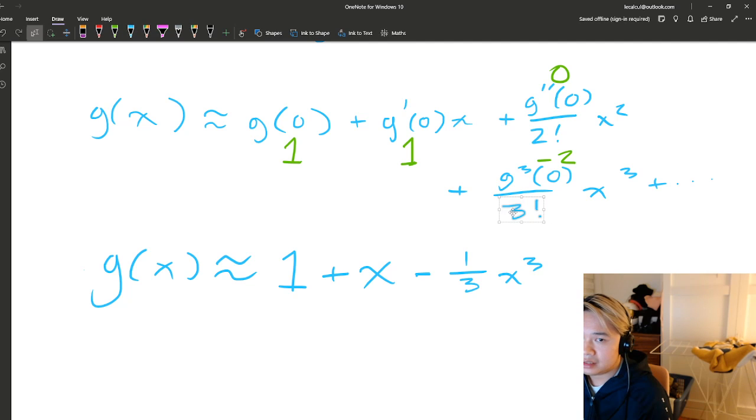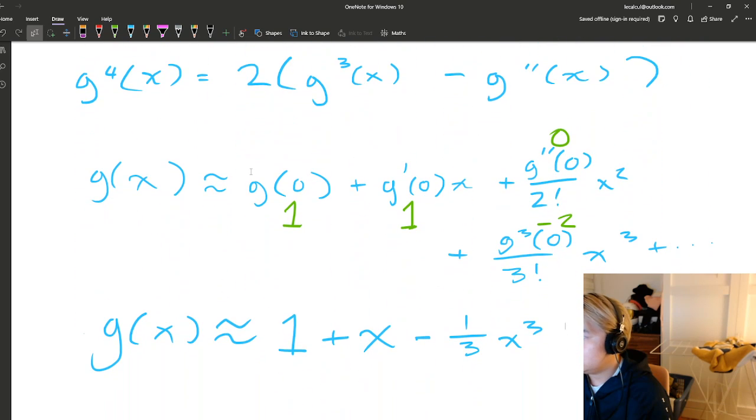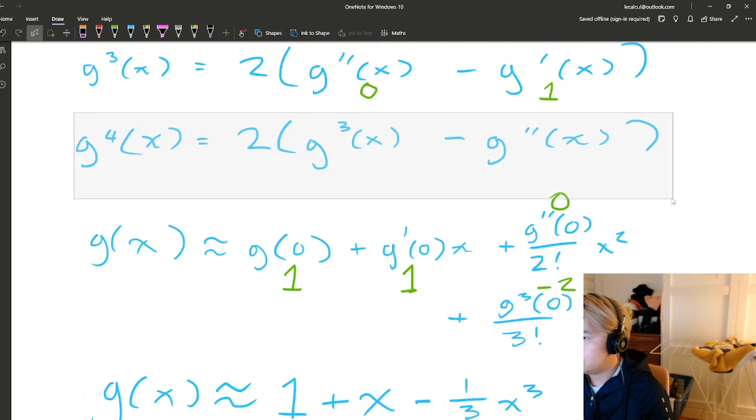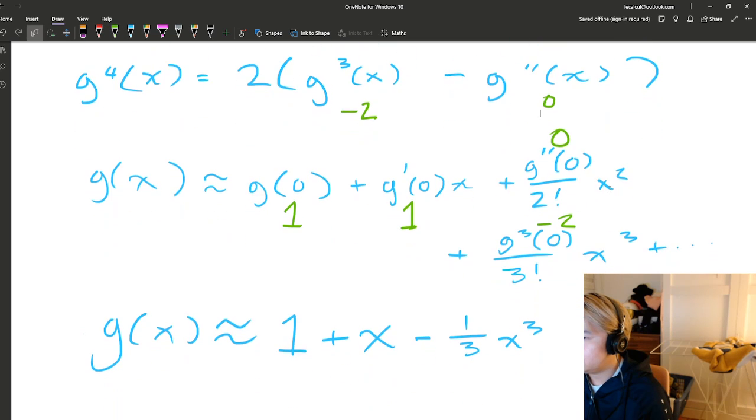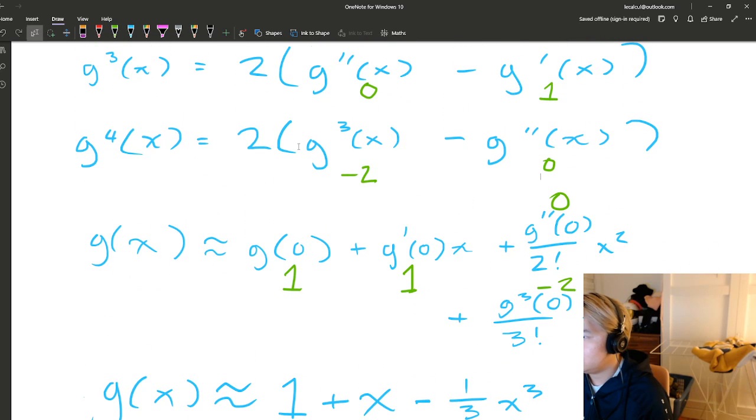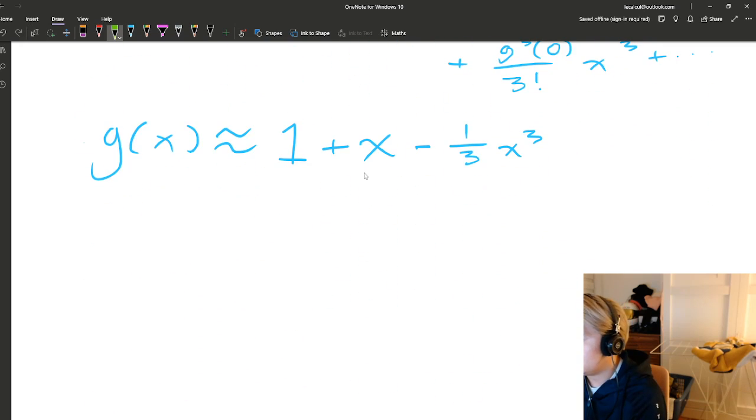3 factorial has a 2 in it, which will cancel with that 2. And then lastly, to the power of 4. So this is negative 2. G to the third prime is negative 2. G to the second prime is 0. So g to the fourth prime is negative 4. 2 times negative 2. Hopefully you guys are following along.